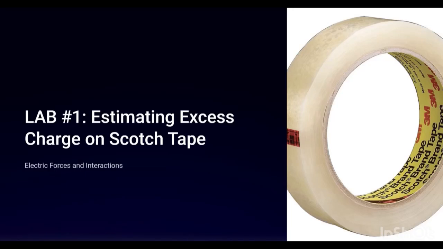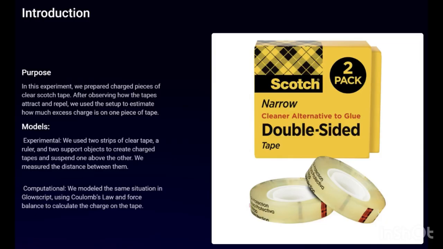This is Physics 2 First Lab, estimating the excess charge on Scotch tape. The purpose of this experiment was to observe the electrical interactions between pieces of tape and apply physics to estimate how much excess charge is on each. In this lab, we used two models.